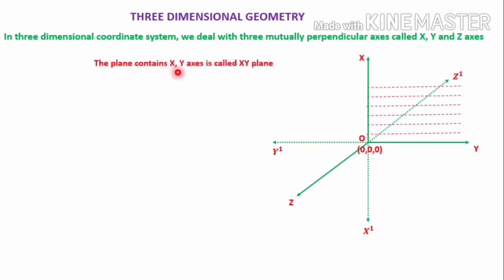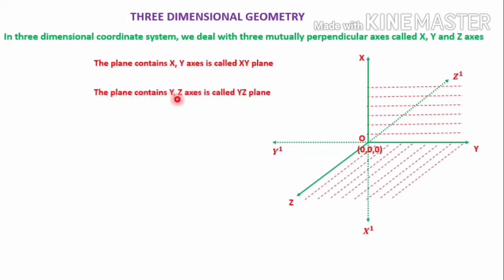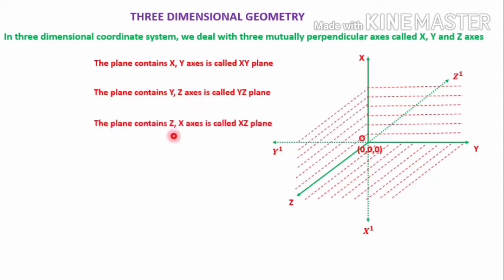The plane that contains the x and y axes is called the xy plane, the plane that contains the y and z axes is called the yz plane, and finally the plane that contains the z and x axes is called the xz plane.